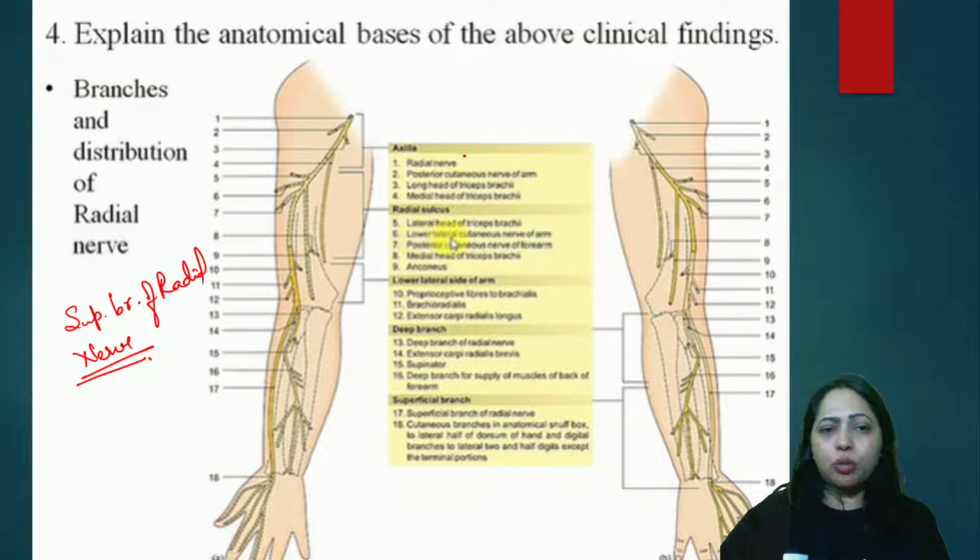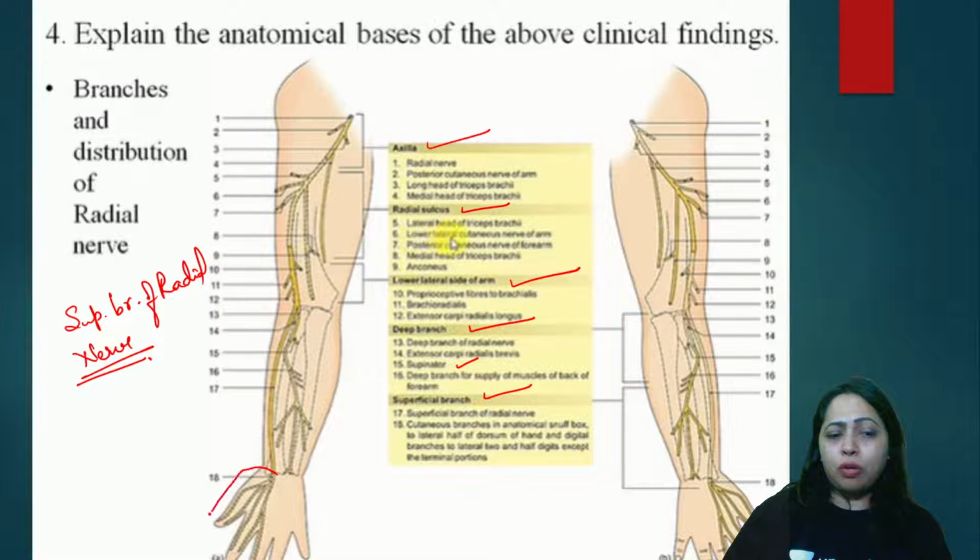Here you can see so many branches in the axilla. You can see the cutaneous branches in the radial groove. You can also see them on the lateral side of the arm. You can see the deep branch, and what all it supplies. It also supplies the supinator muscle. Remember, the superficial branch supplies the anatomical snuff box and also the areas on the dorsum of the hand. You can see this is the region the superficial branch would supply. The anatomical snuff box lies here in this region, and that's the reason it lost the sensation.